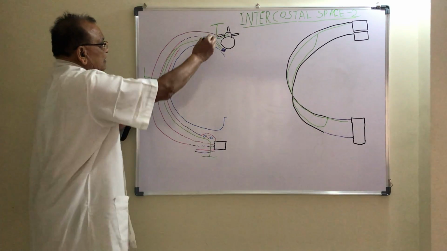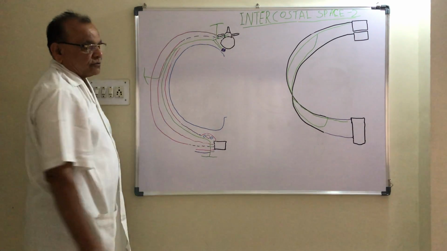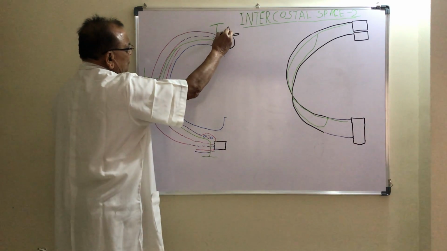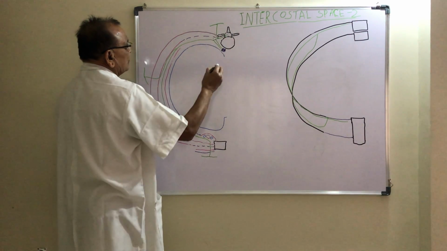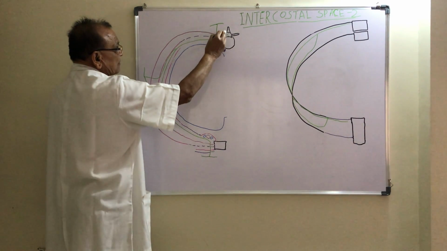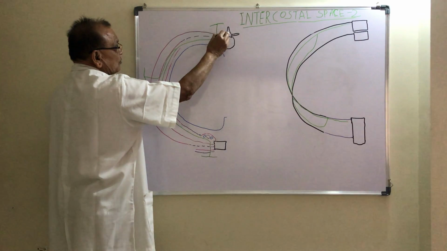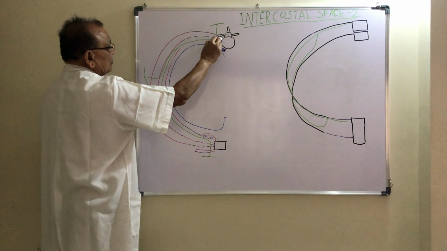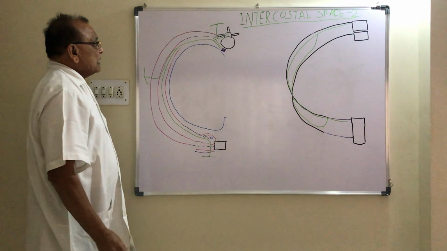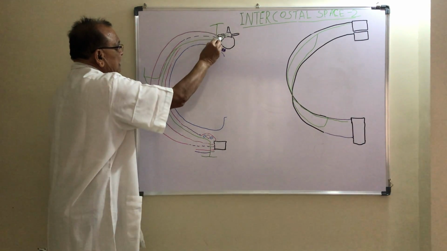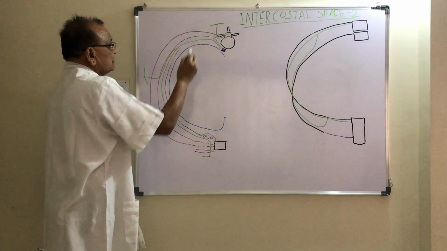Now the green color one is the intercostal nerve. The intercostal nerve arises from the spinal cord, which is situated in the vertebral foramen, by means of two roots, the anterior root and the posterior root. Both roots unite to form the spinal nerve. The spinal nerve divides into two branches: this is the posterior primary ramus and this is the anterior primary ramus.